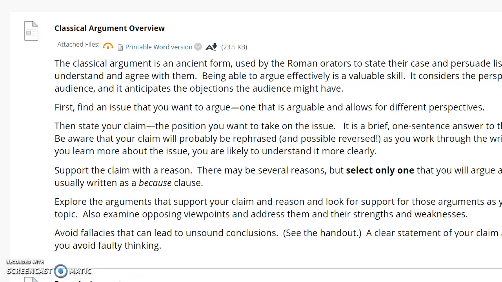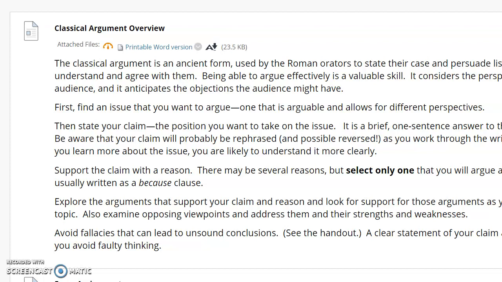The idea behind a classical argument is that you are arguing an issue, but not just to make your points. You are arguing it to convince an opponent, someone who holds an opposing viewpoint. And the best way to accomplish that is to let that opponent, or several who hold opposing viewpoints, know that you understand their perspectives.